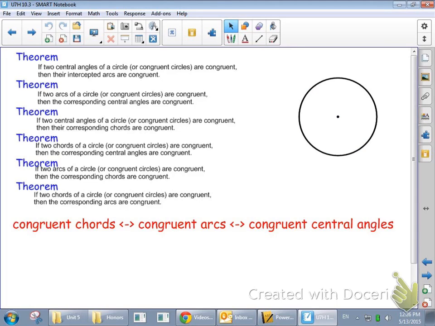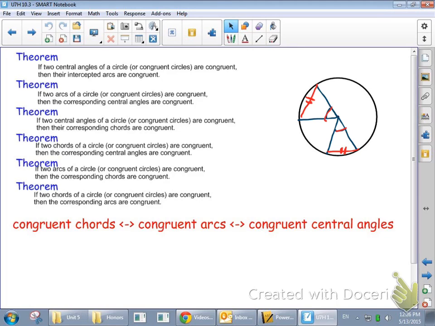Now, if two central angles of a circle, I should just leave these up, huh? If two central angles of a circle are congruent, then their corresponding chords are congruent. So let's draw in this chord. We've got a chord from here to here, and we've got a chord from here to here. If these two angles are congruent, then the two chords are going to be congruent. And now let's just look ahead to the next one. If two chords of a circle are congruent, then their corresponding angles are congruent. So this is just the converse. I've got these two chords are congruent, then I know that these angles are congruent.